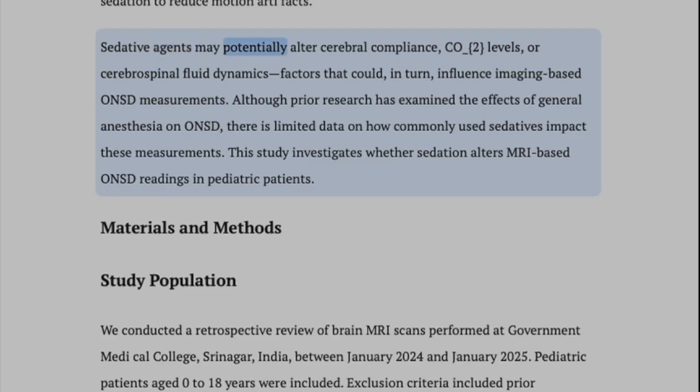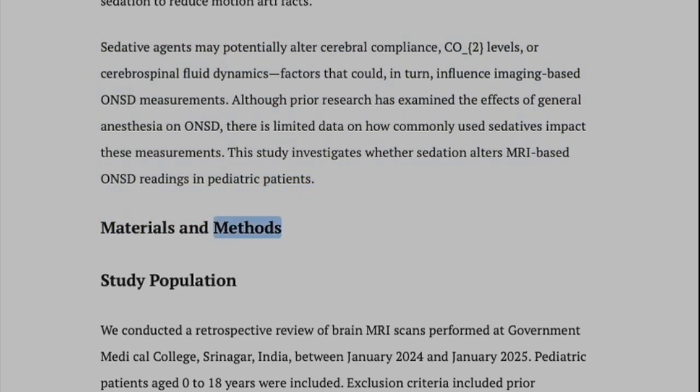Sedative agents may potentially alter cerebral compliance, CO2 levels, or cerebrospinal fluid dynamics, factors that could, in turn, influence imaging-based ONSD measurements. Although prior research has examined the effects of general anesthesia on ONSD, there is limited data on how commonly used sedatives impact these measurements. This study investigates whether sedation alters MRI-based ONSD readings in pediatric patients.